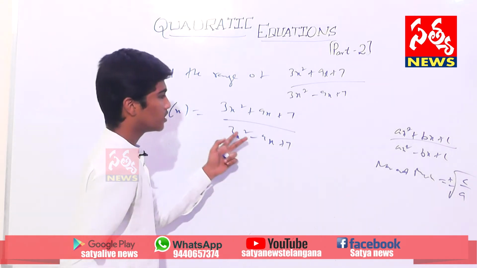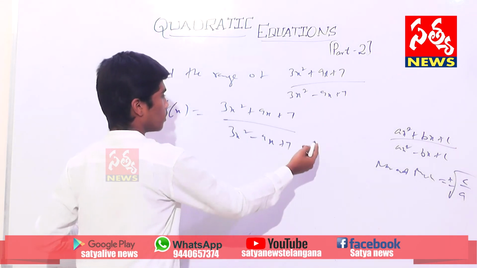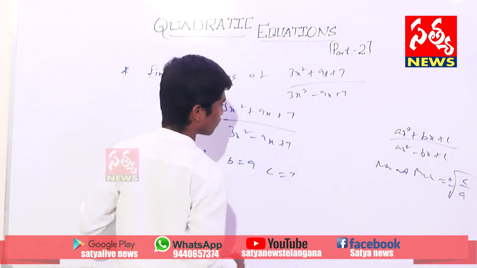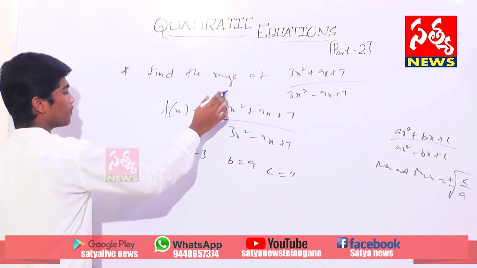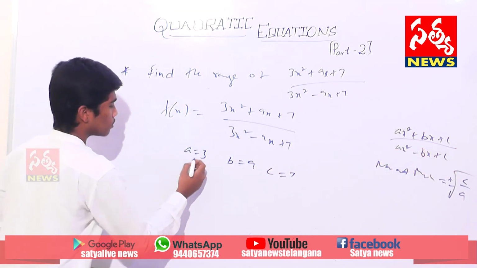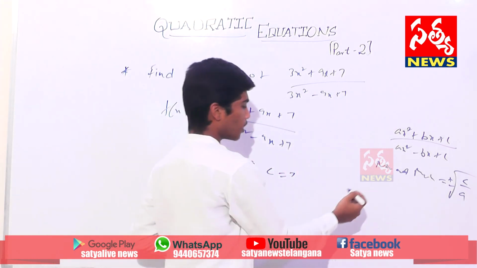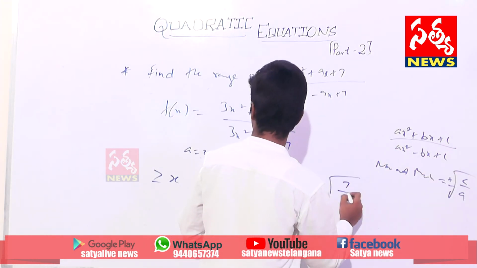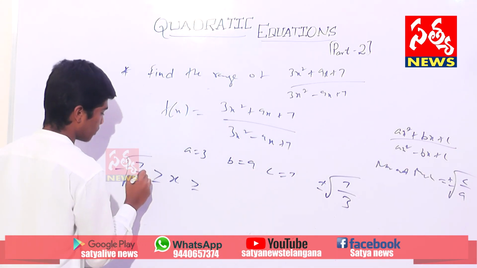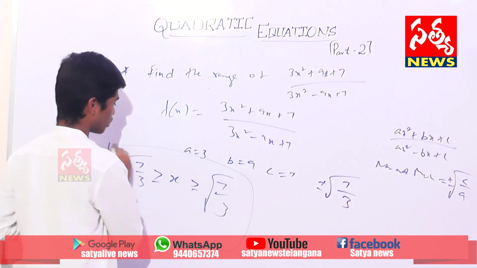Now, this is the same as (ax square plus bx plus c) by (ax square minus bx plus c). So here a is equal to 3, b is equal to 9 and c is equal to 7. We have to find the range. The range is nothing but writing the maximum and minimum values. So f of x lies between plus or minus under root c by a. Under root c is 7, a is 3, so plus or minus under root 7 by 3. So this is the range.